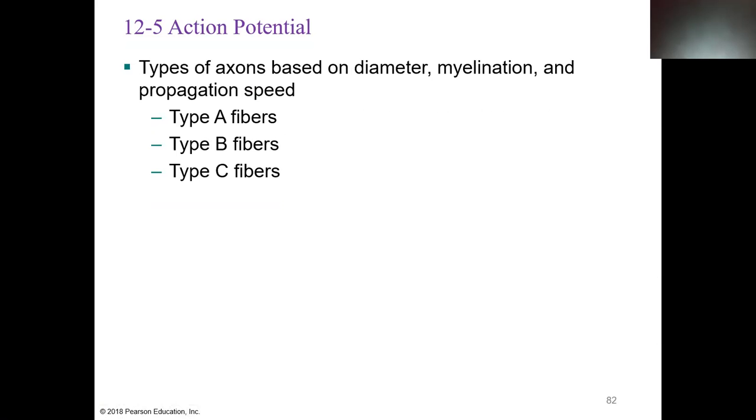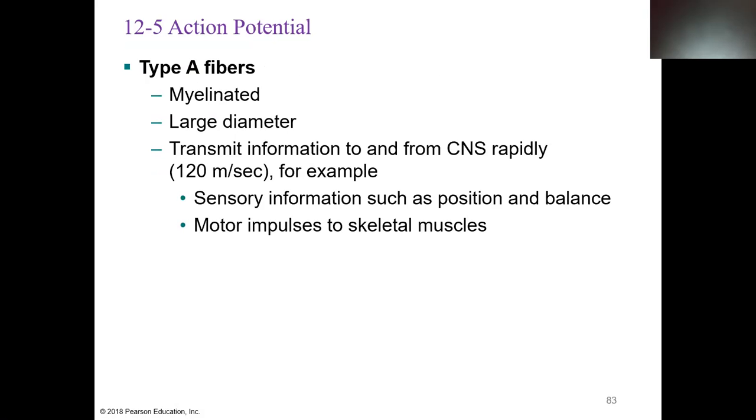We have 3 different types of axons, and we classify them based on their diameter, if they're myelinated, and how fast they are. So A, B, and C are 3 different types. A is the fastest one. This is myelinated, of course. It's got to be fast. Very large diameter. So circle 120 meters per second. That's how fast that information can move, 120 meters per second.